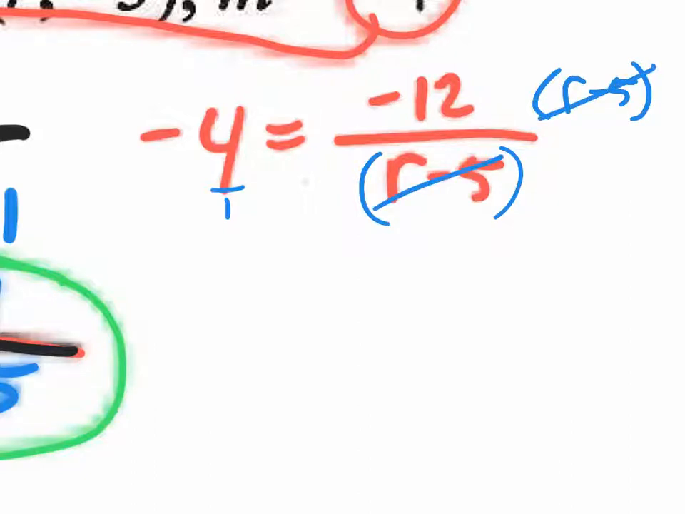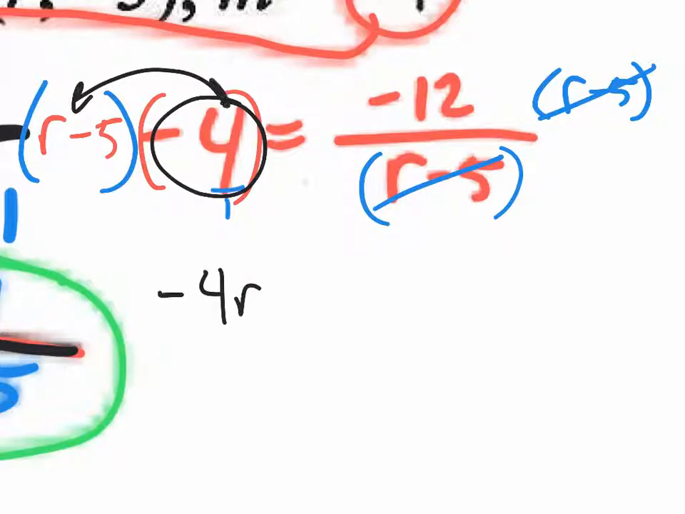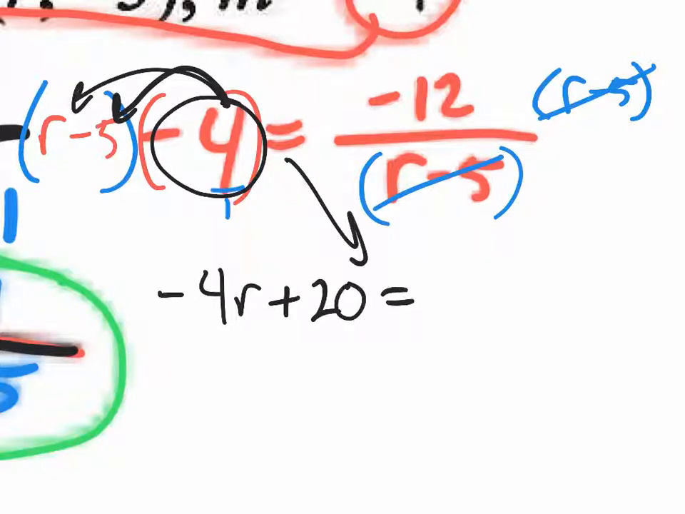But what I do to one side, I do to the other side. I need to multiply over here by r minus 5. Now remember, this is a -4 over here times r minus 5. So what I need to do is take -4 and distribute it. -4 times r is -4r. -4 times -5 is positive 20. And of course we have the equal sign that comes down, and we also have a -12 that's left over on the right side after canceling out the fraction.